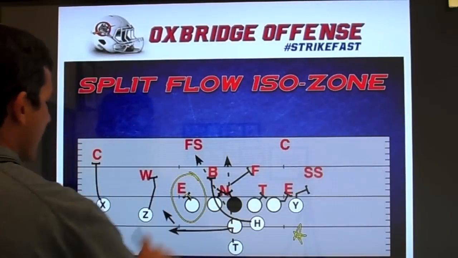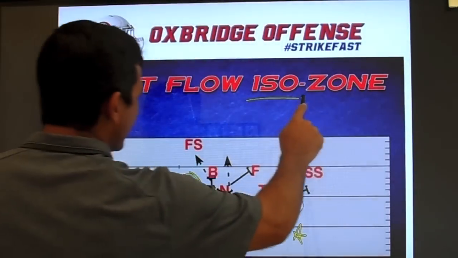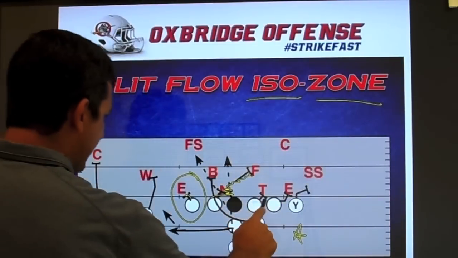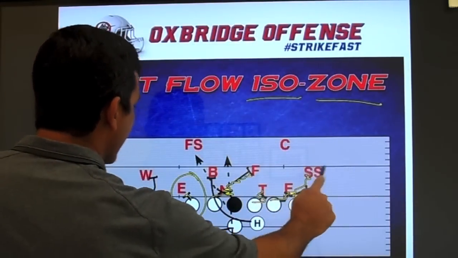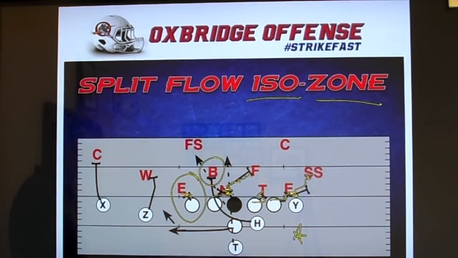Now we're just going to block them. So now everything's the same. We're in the fourth version, so it's an ISO zone. Building the double team to the front side backer. Step, play side gap. Step, play side gap up to strong safety. Now we're going to base this. Now we're going to ISO him here with the H-back.